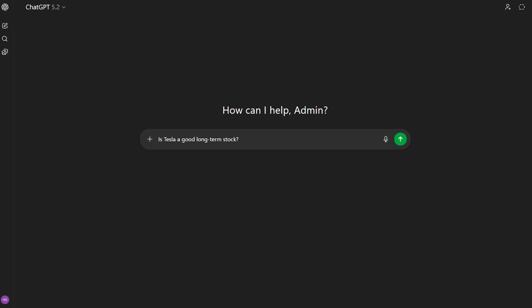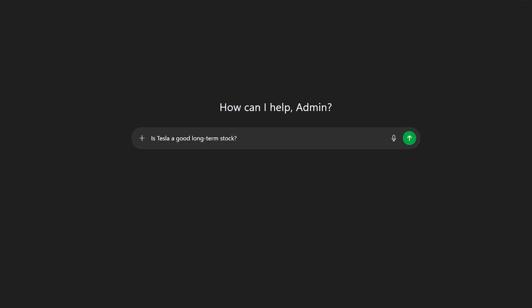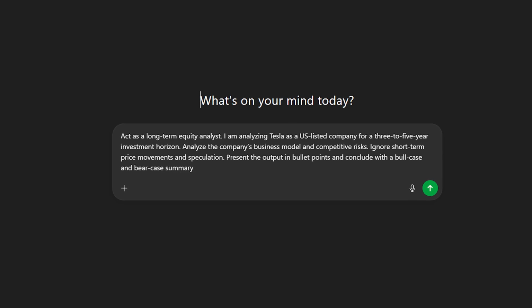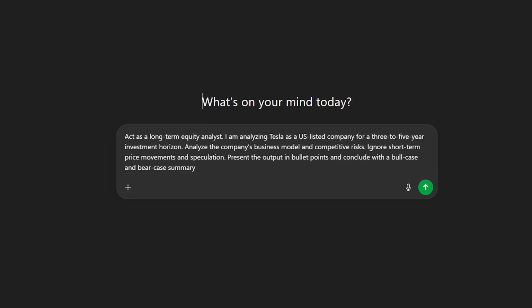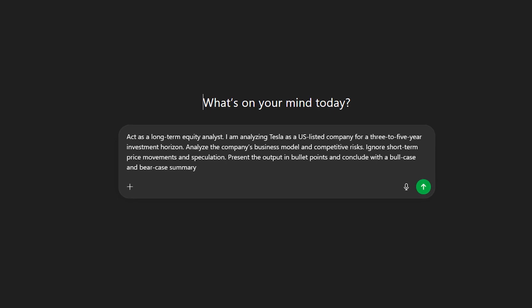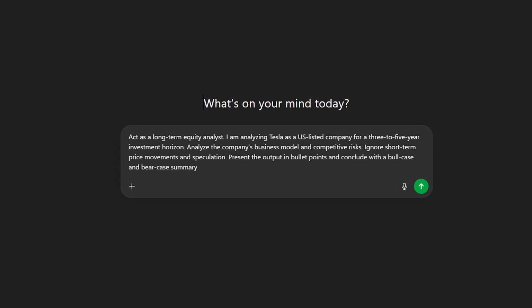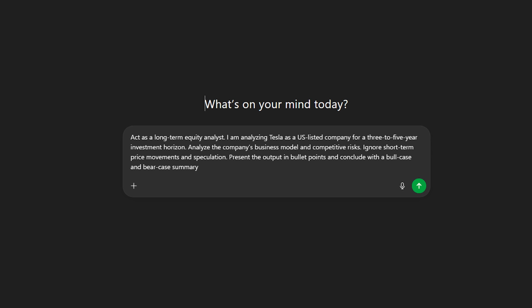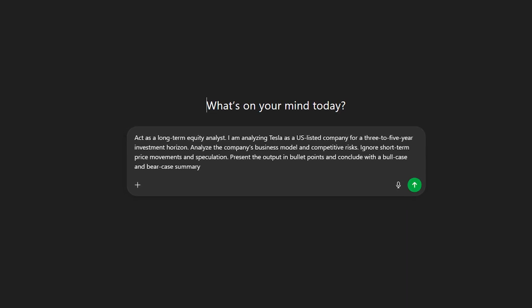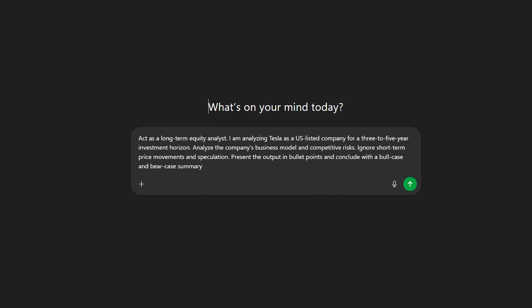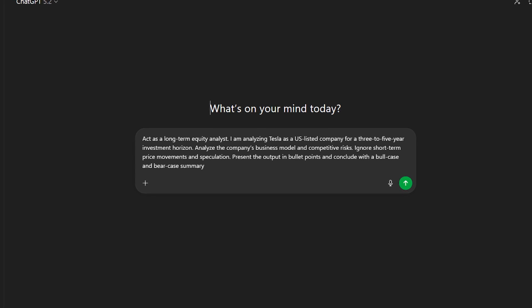To give you a quick example, compare these 2 prompts. First, is Tesla a good long-term stock? Now compare that with, act as a long-term equity analyst. I am analyzing Tesla as a company for a 3 to 5 year investment horizon. Analyze the company's business model and competitive risks. Ignore short-term price movements and speculation. Present the output in bullet points and conclude with a bull case and bear case summary. Same AI, completely different quality of thinking.